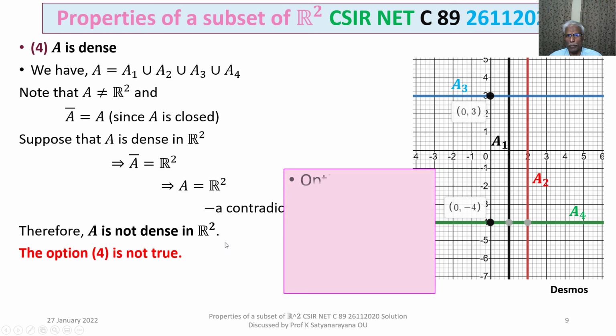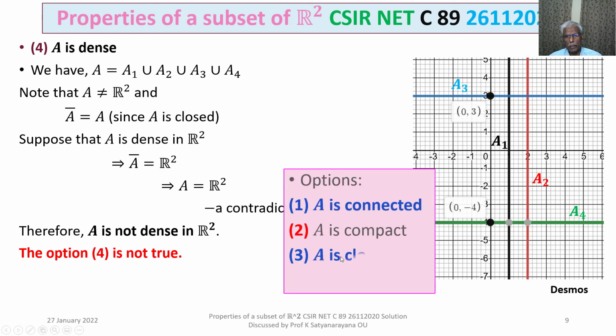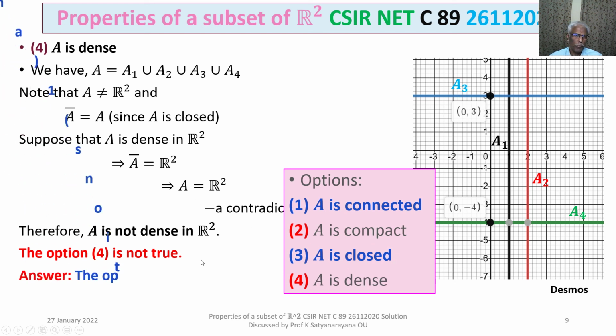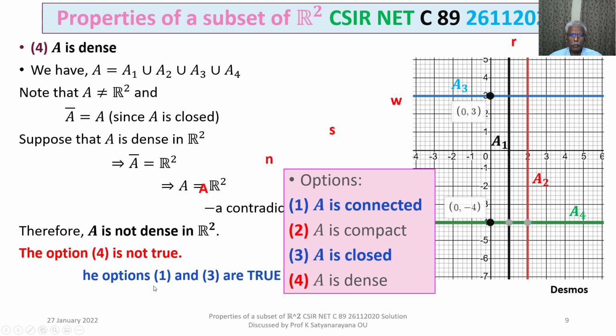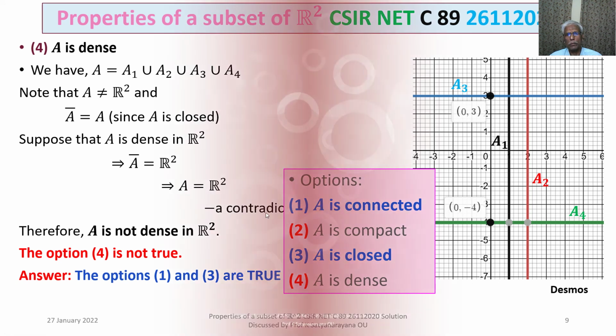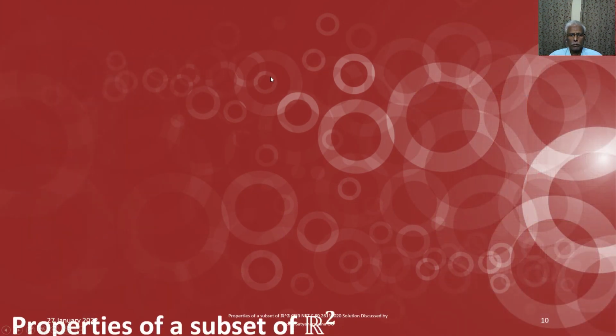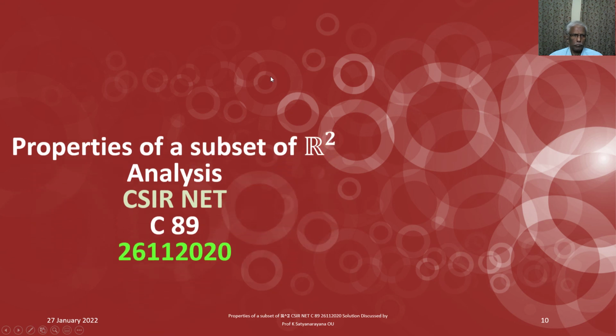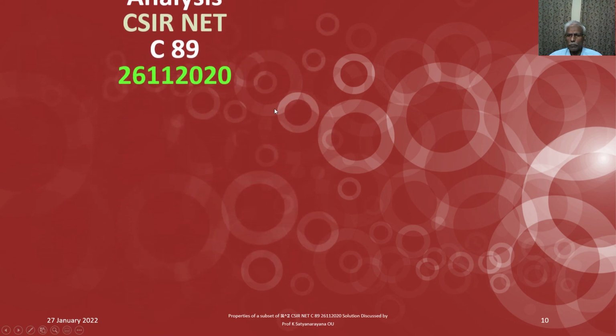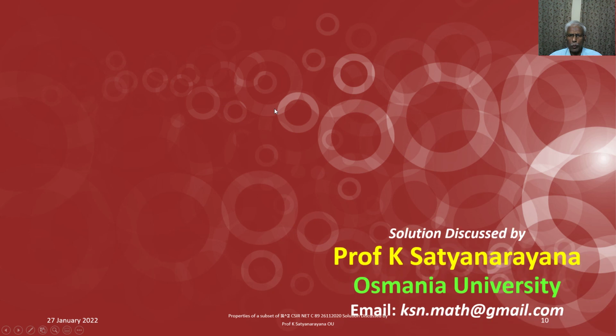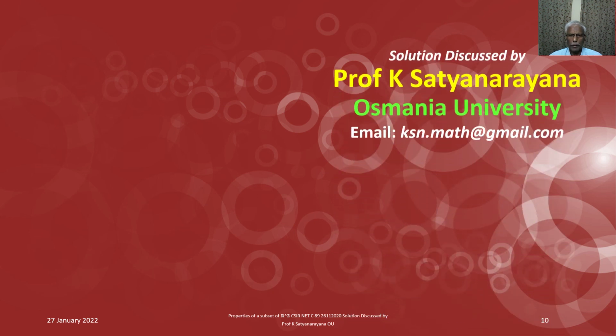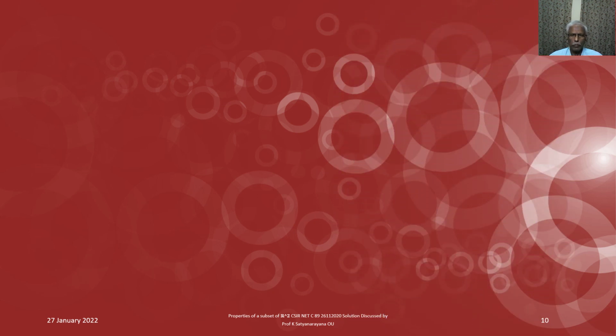So, in all, how many are true? The options are there. 1 and 3 are true, and 2 and 4 are not true. Our final answer is that options 1 and 3 are true. That is the discussion of the solution of the problem about the properties of subsets of R square. And it is an interesting problem from analysis.